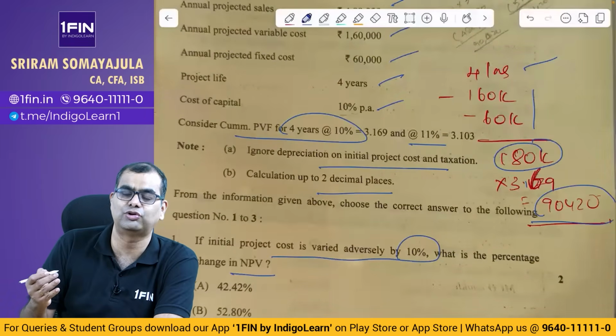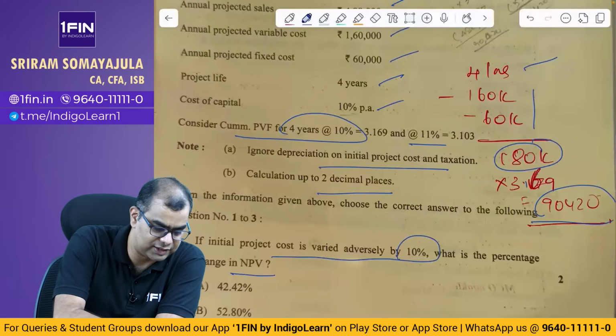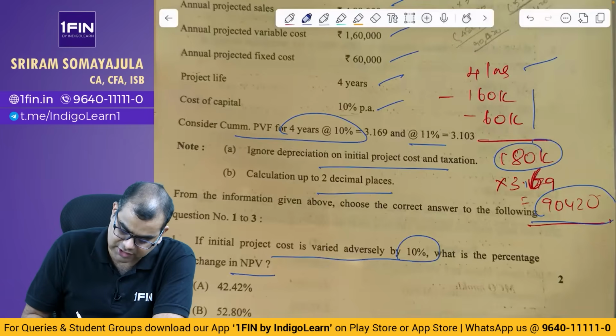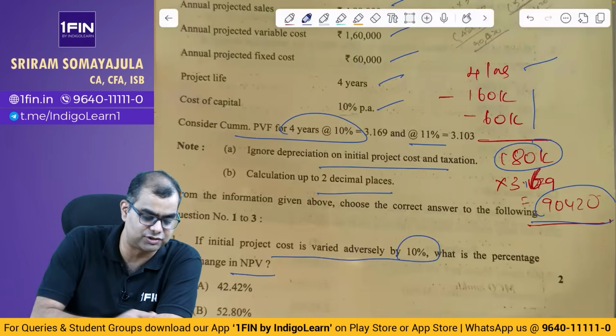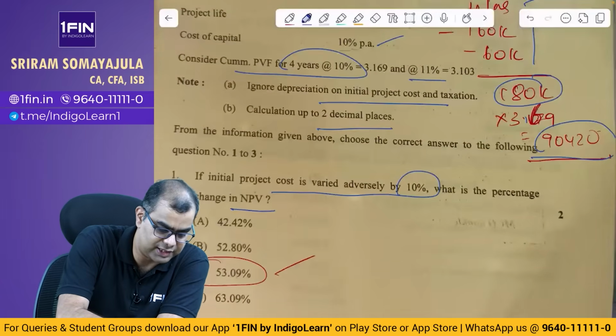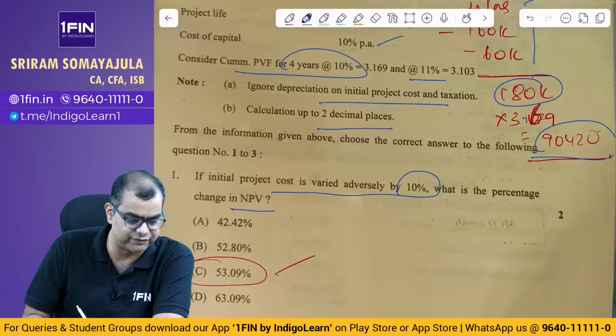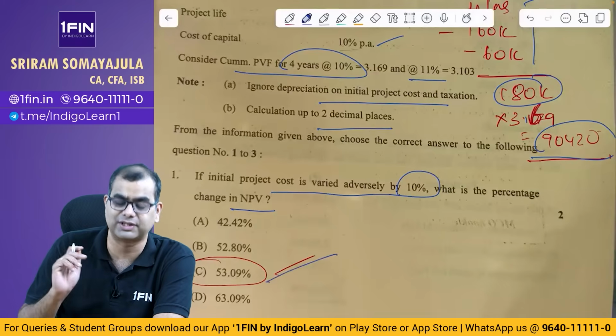So this 90,420 will reduce by 48,000. If the initial project cost is varied adversely, what is the change in NPV? So you do 48,000 divided by 90,420. You'll basically get 53.085 or 53.09. This is the first answer.